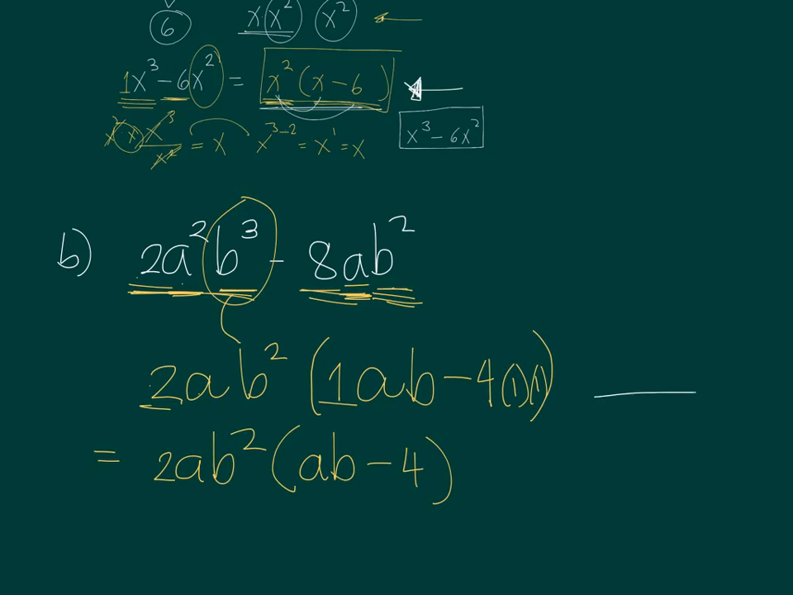Now for some people, you can already skip this step, like they already know that 1ab is basically ab, so you could go straight to writing ab, and 4 times 1 times 1 is basically 4, so you can go straight to writing 4. Okay, so that's how you factor expressions in which you could see that there are common factors among the terms.